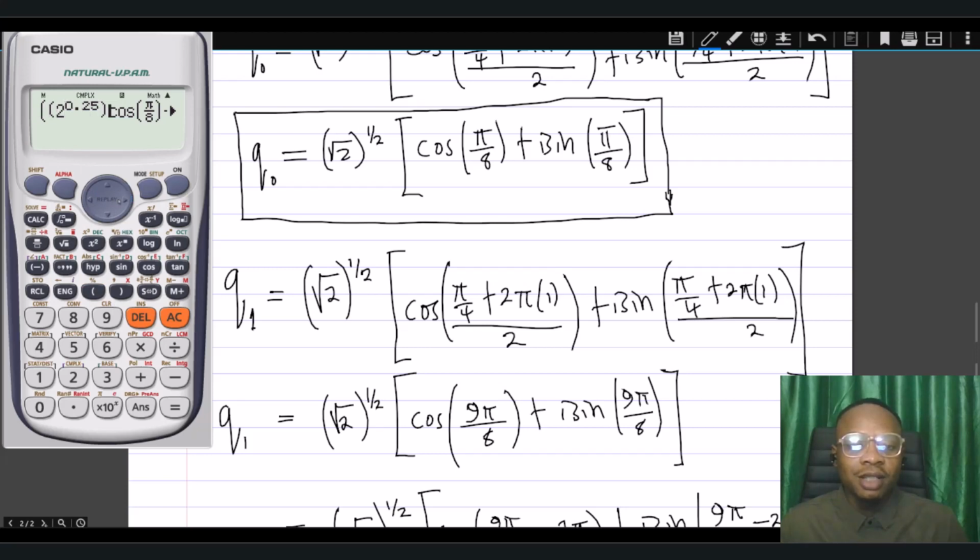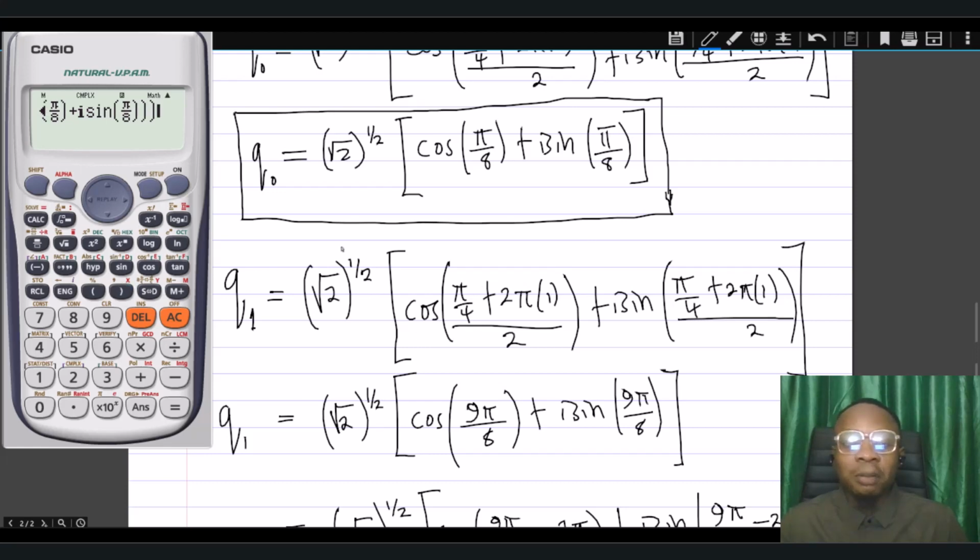Then we'll come here. We're trying to multiply 2 to the power of 0.25 by everything here. So we'll put a bigger bracket here so that it captures everything we have here, cos theta plus I sine theta. Then we close that big bracket. So we'll just close this bracket. Then for the big bracket that covers everything, we'll put this here.